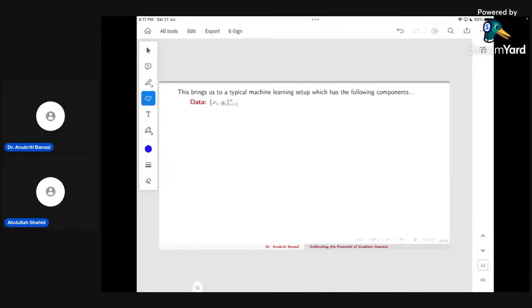So this brings us to the machine learning setup, which has the following components. Let's discuss all these components one by one. First, let's understand this data. What is this xi, yi? Xi, as I have given previously, are my data points. If I talk about this movie example, these are the parameters, like who is the actor, who is the director of the movie, what is the genre, and the corresponding label for this.